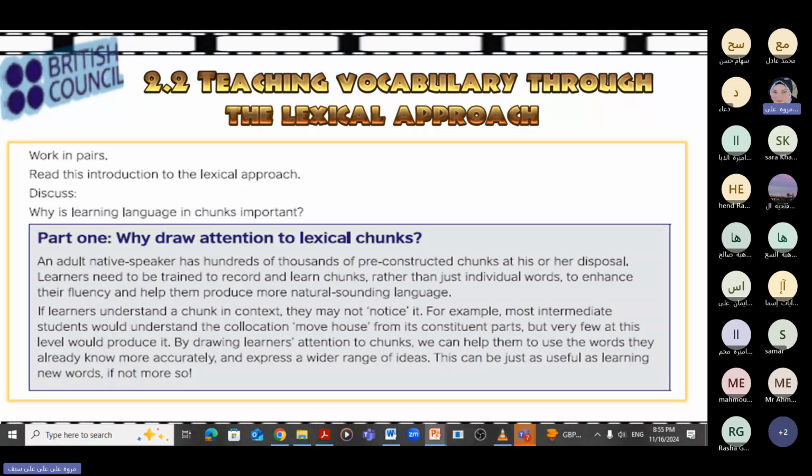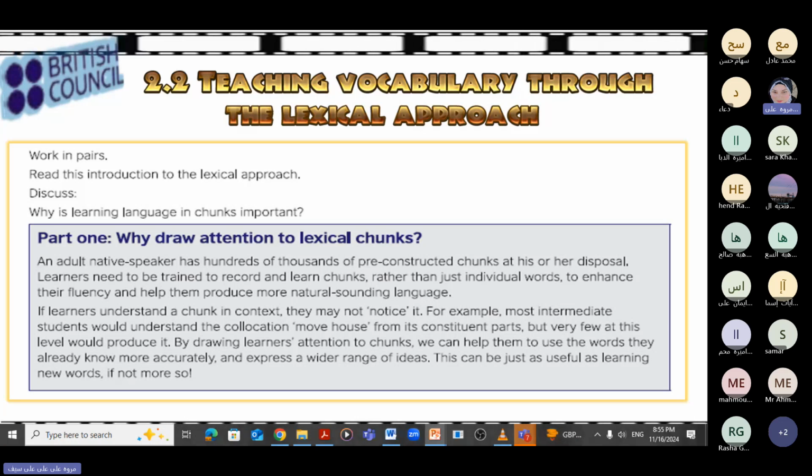Why are lexical chunks important in the first place? Why do we have to study them like this according to the lexical approach? So please, I'll give you 2 minutes to read this part, which is part one, if you can see my screen, and try answering this question: Why is learning language in chunks important?